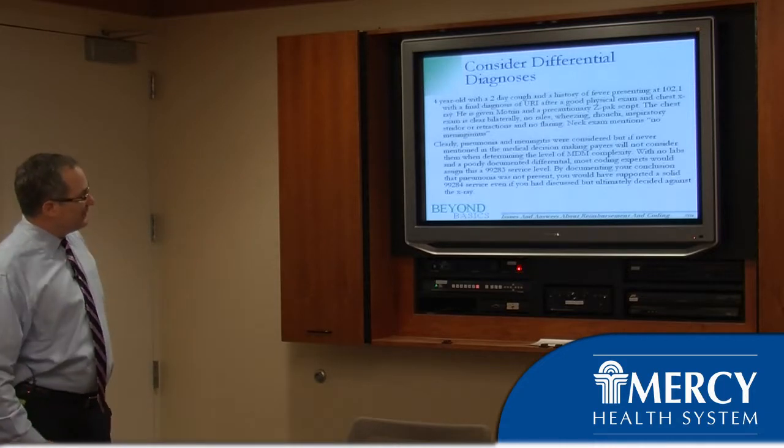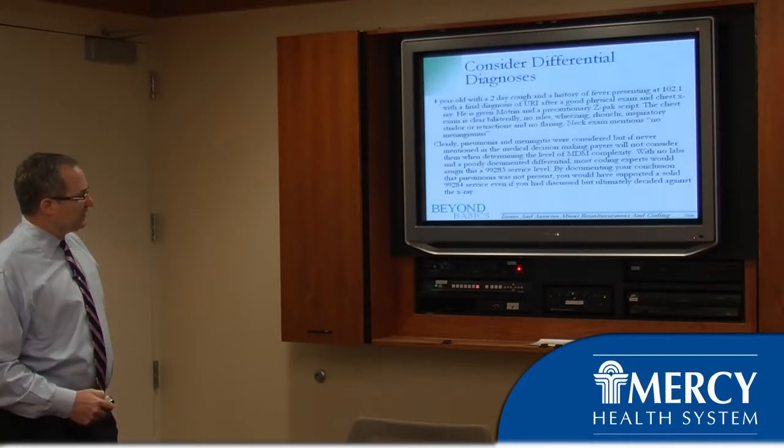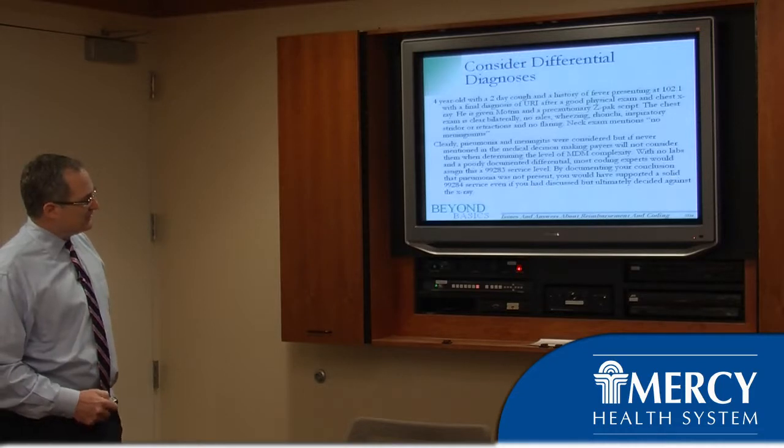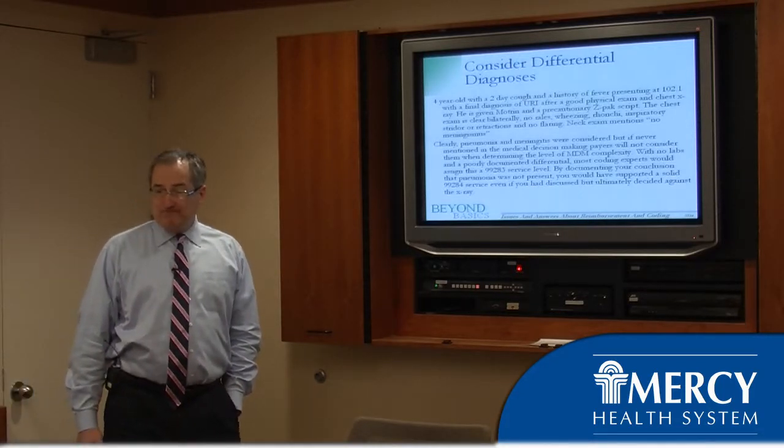So then the example here of a 4-year-old with a 2-day cough and fever, given Motrin and a Z-Pak, with no labs and a poorly documented differential, most coding experts would assign this a 3. But documenting a conclusion that pneumonia was not present would have made this a solid 99284, even if you had discussed but ultimately decided against the X-ray. So that child didn't get an X-ray.